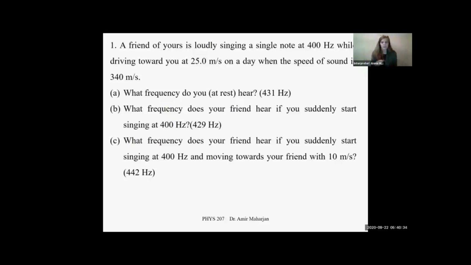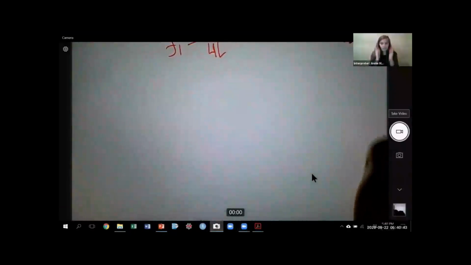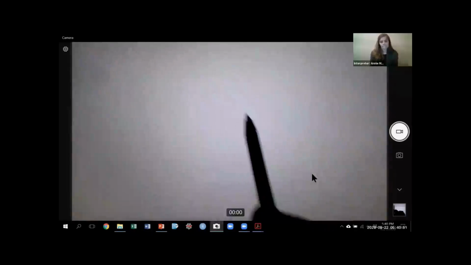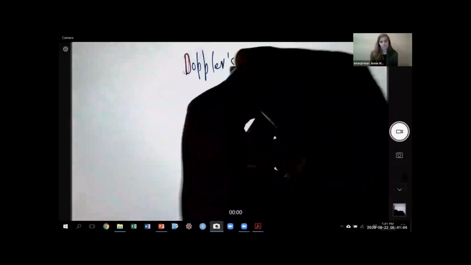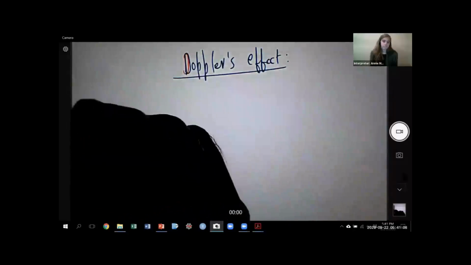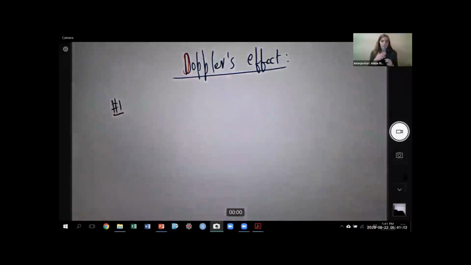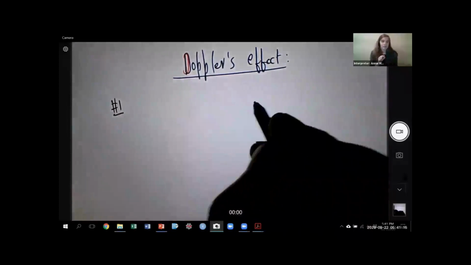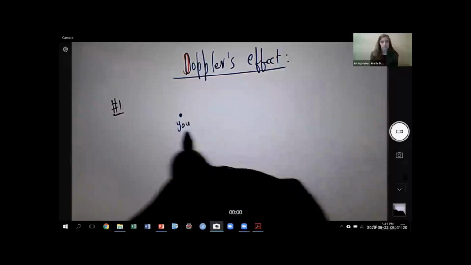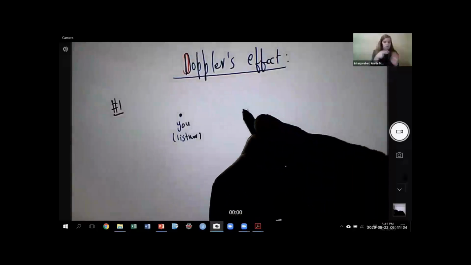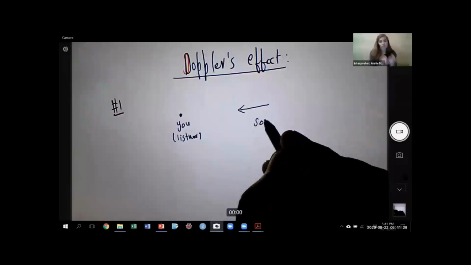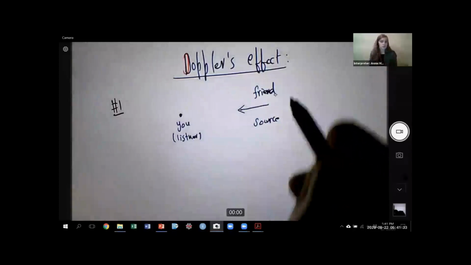So let's use the Doppler formula. Let me go back and try to solve some problems based on that. So, Doppler effect problems. That particular problem from my lecture slide, here's the question. You don't need to draw all the pictures. You're a listener right now. Your friend is driving towards you, so your friend is the source. Your friend is driving towards you at what velocity?